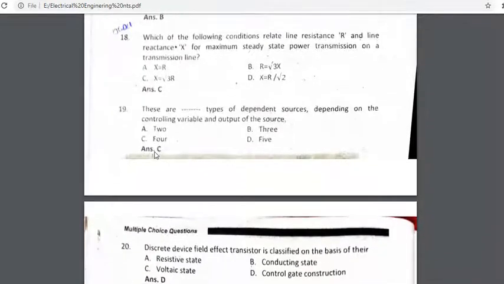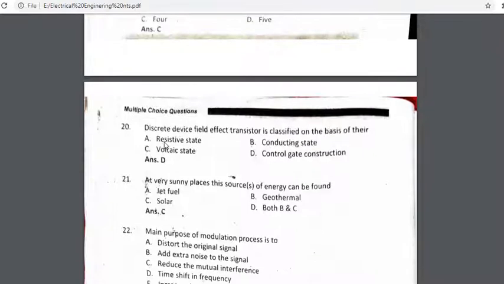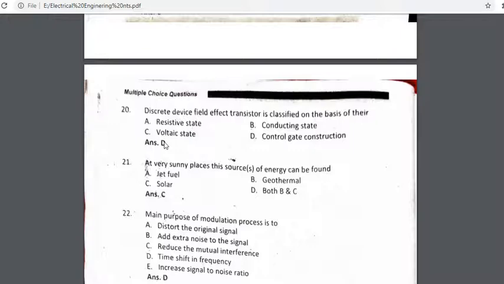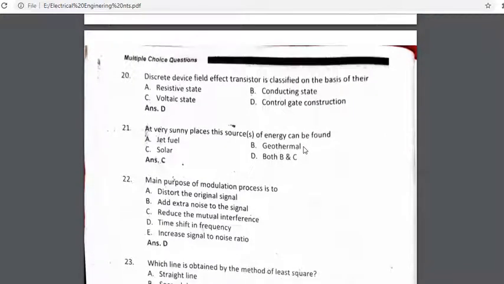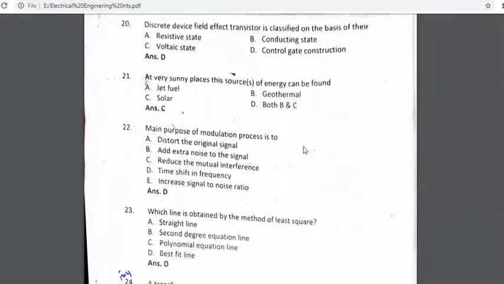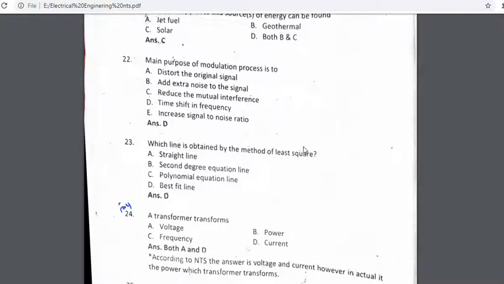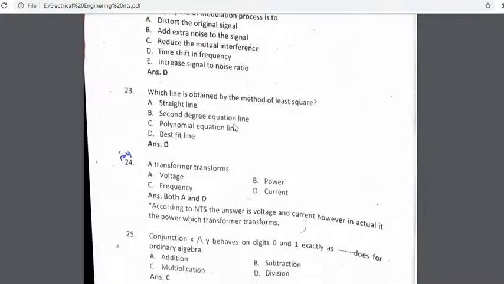There are dash types of dependent sources. You have to know there are 4 types of dependent sources. In the 20th, which discrete device, FET, is described on the basis of control gate construction. At the 21st, at very sunny places, we use solar panels. In the 22nd, the main purpose of a modulation process is to increase the signal to noise ratio. In the 23rd part, which line is obtained by the method of least squares?